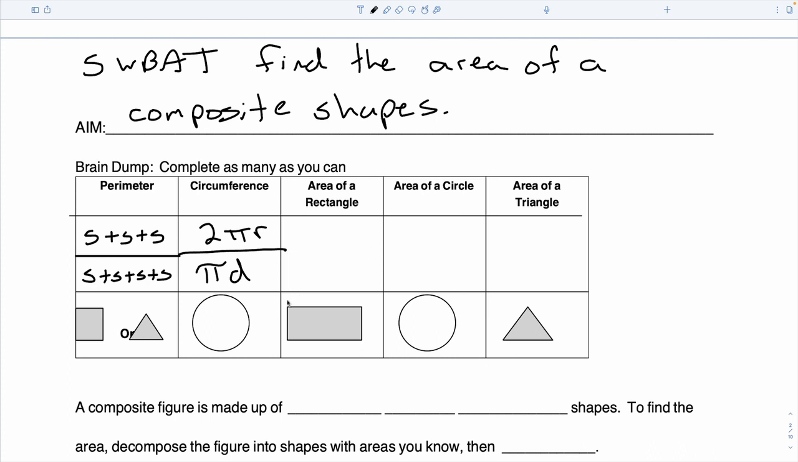The area of a rectangle is the base times the height, or the length times the width. Just 2 sides, multiply it together. The area of a circle was learned last week as well. Jacob, what's that one?